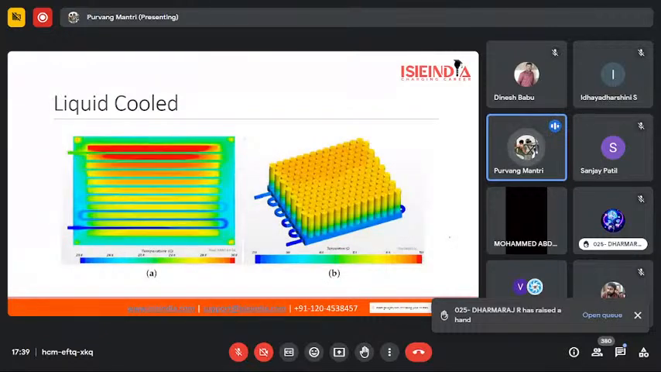So this is an example of a bottom plate liquid cooling system, where the channels are provided at the bottom, and they absorb the heat from above it.